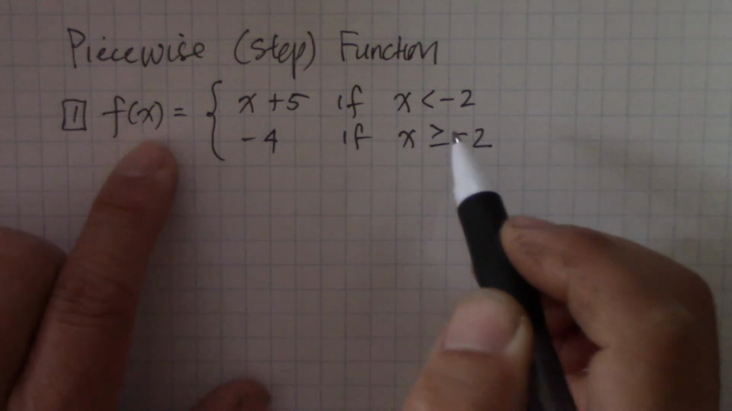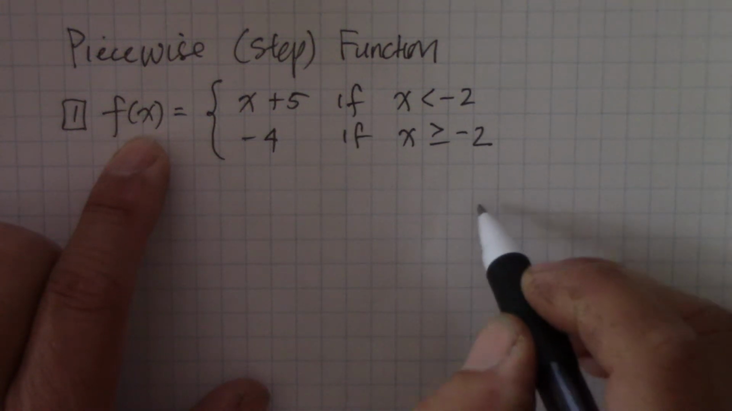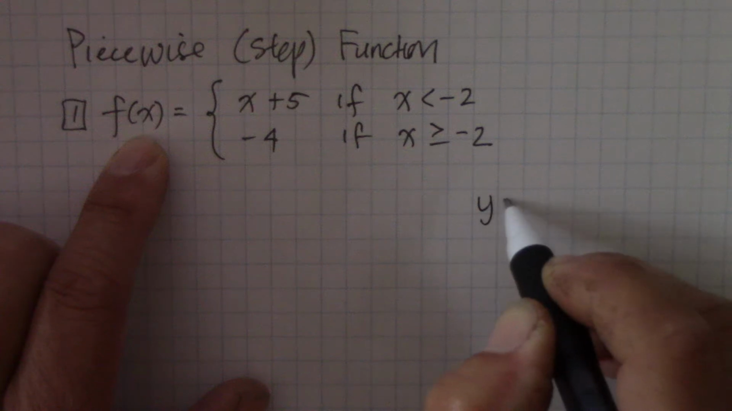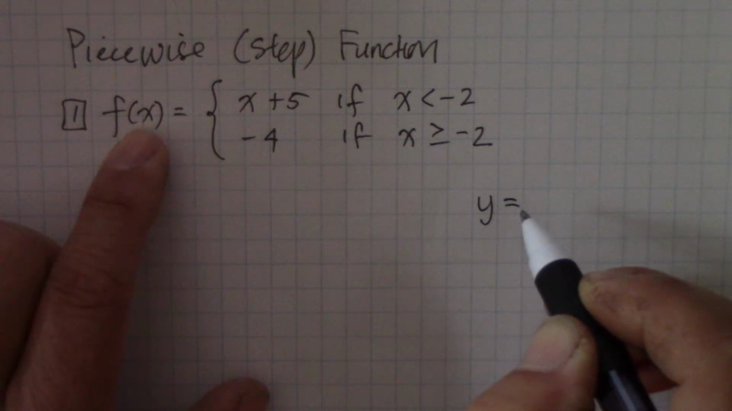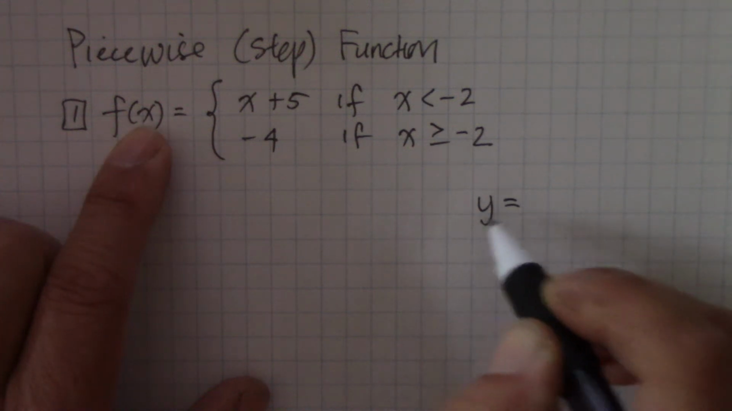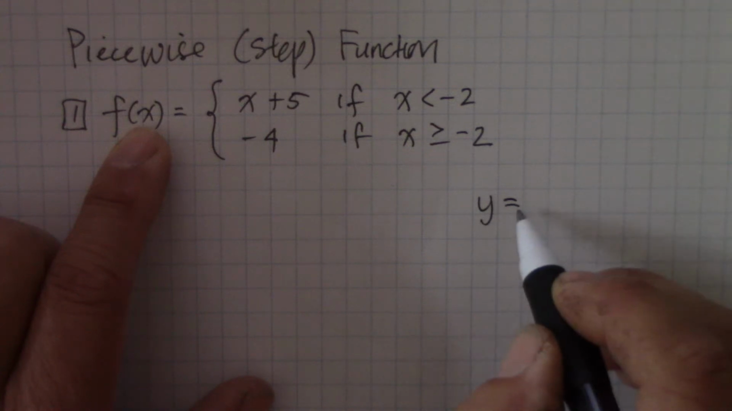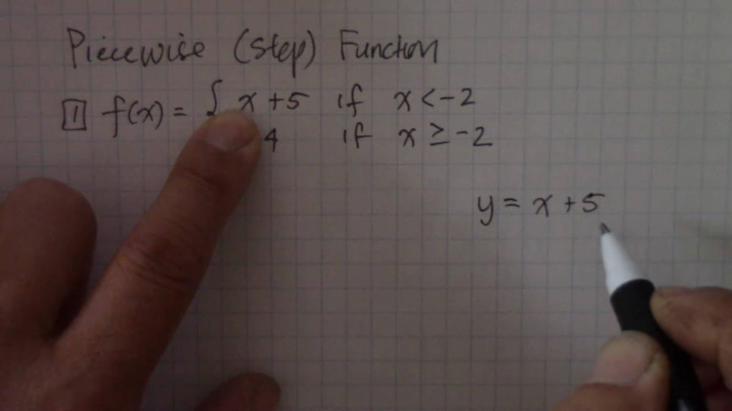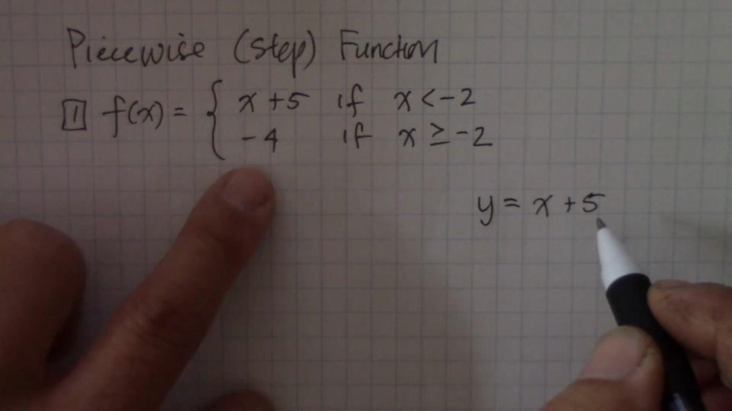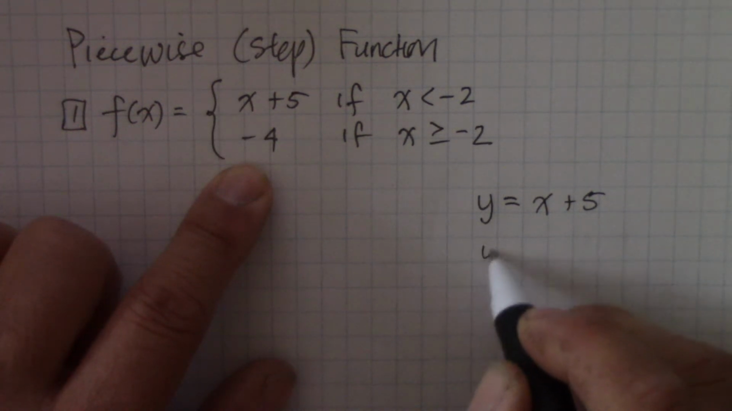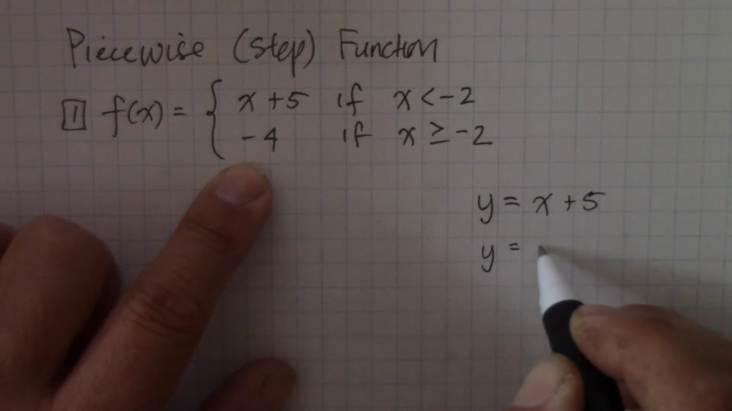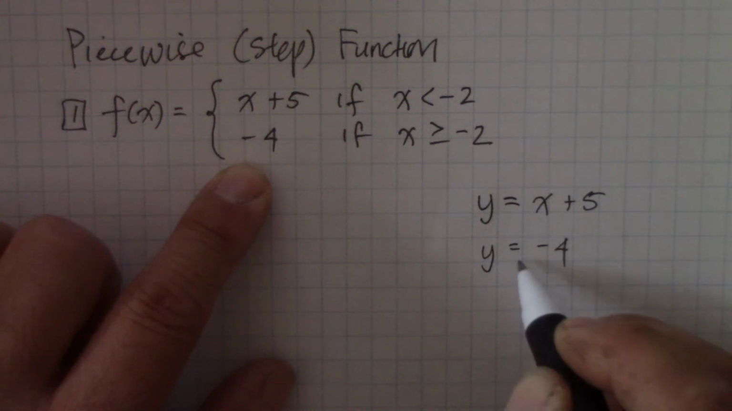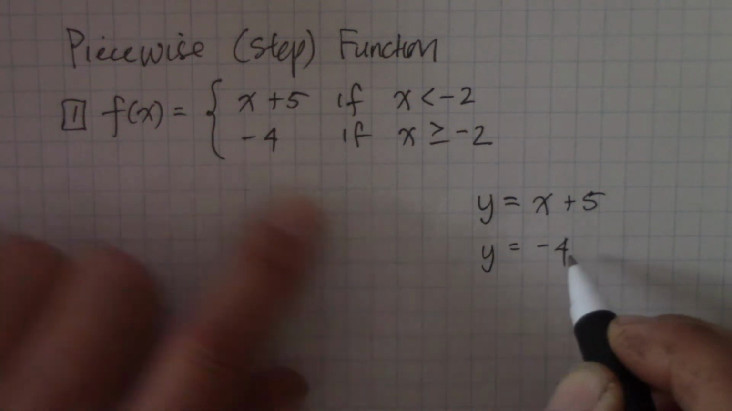What that means is this: f of x can be written as y is equal to. That's what f of x means. Function of x means whatever the y is. And y is equal to x plus 5. That's what that means. And this one is another way of saying y is equal to 0x minus 4. And remember how to do that.